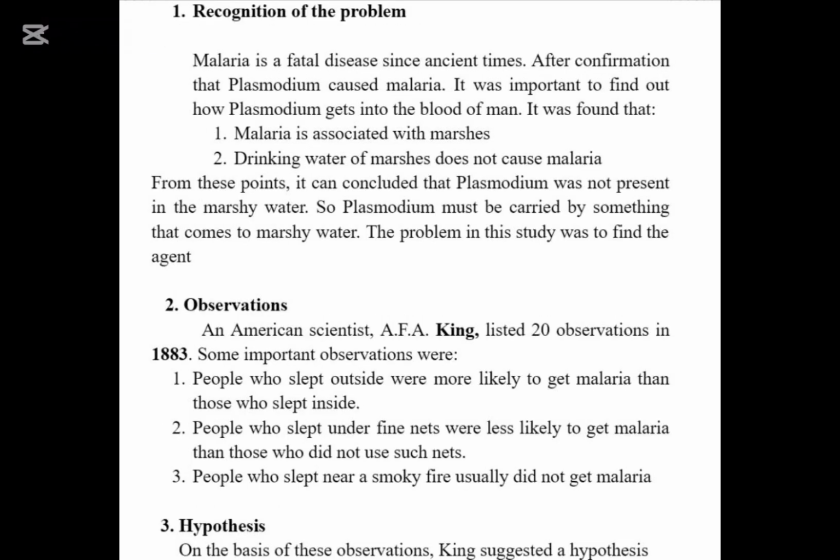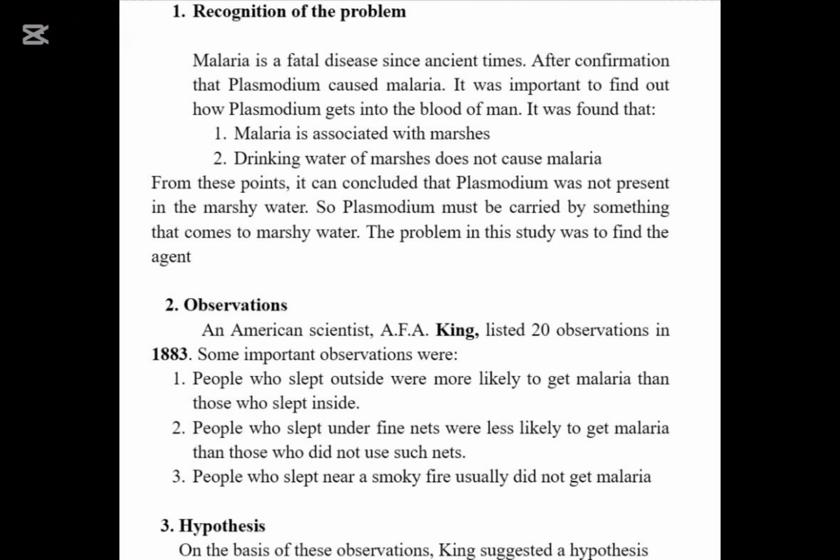Malaria has been a deadly disease for centuries. Scientists already knew that Plasmodium causes malaria, but they did not know how it enters the human body. They observed two important things. Malaria was common in marshy, swampy areas, but drinking marsh water did not cause malaria. So the conclusion was simple: Plasmodium is not in the marshy water, it must be carried by something that lives near marshy water. The problem was, what is that carrier?